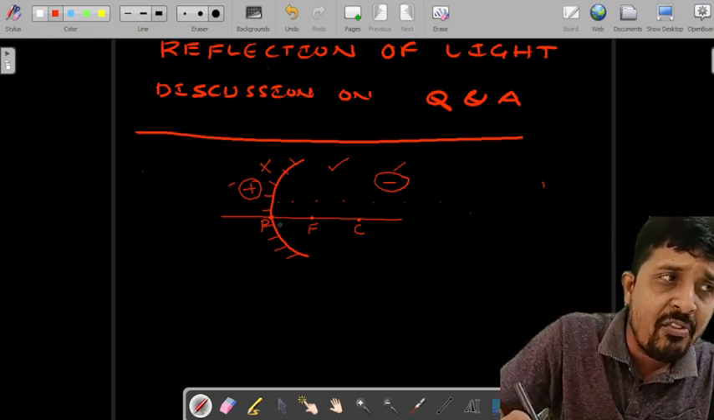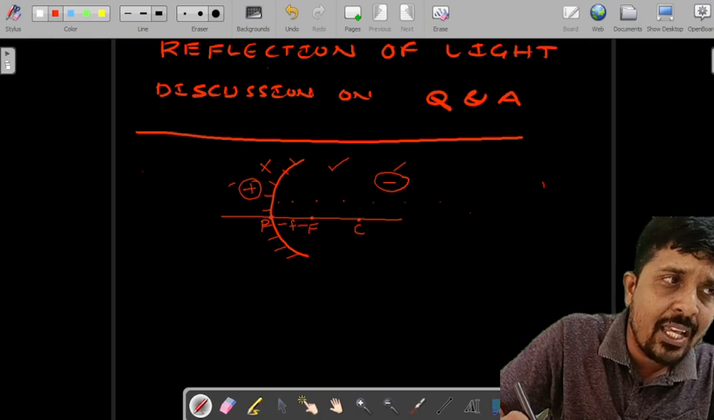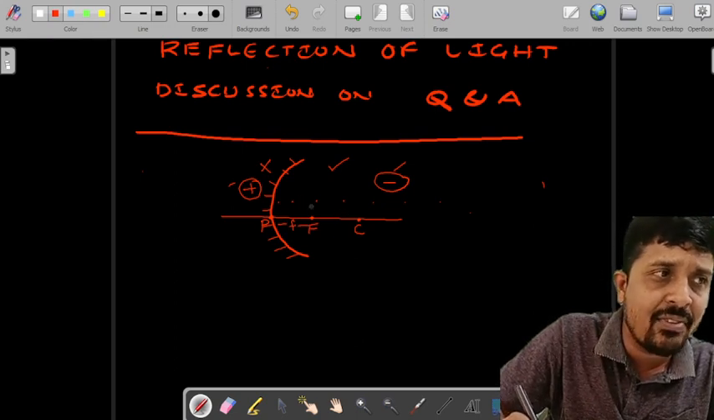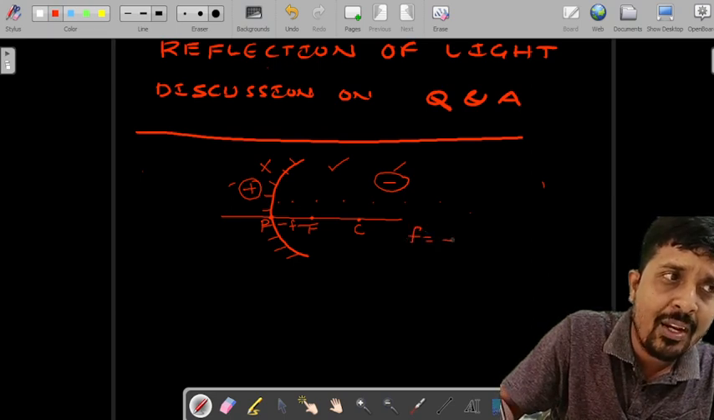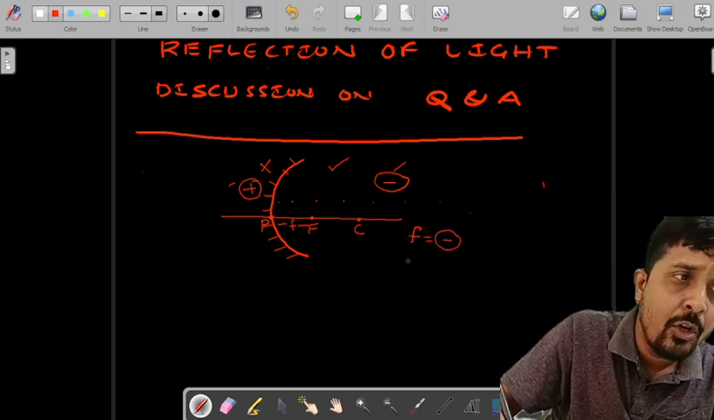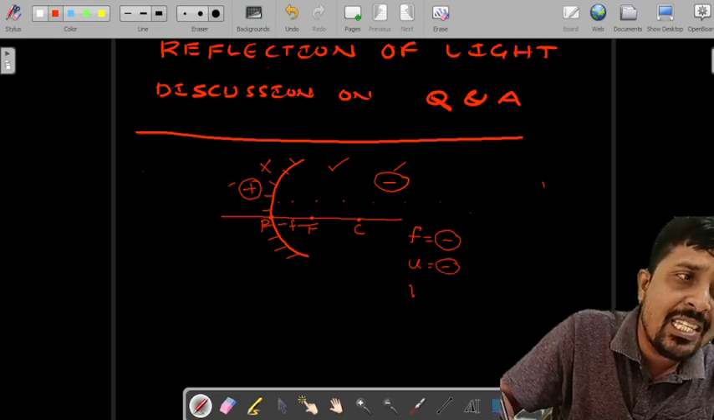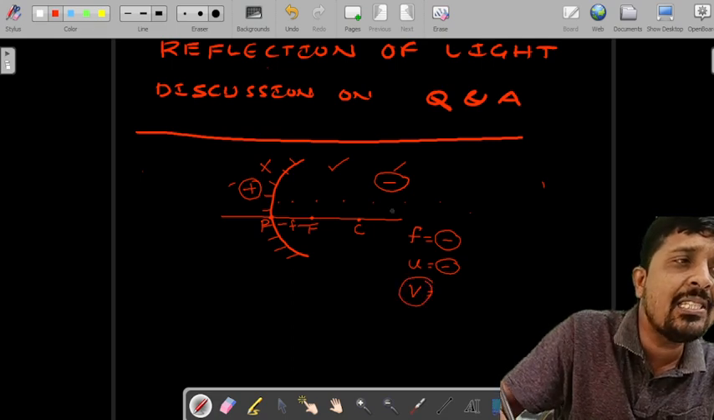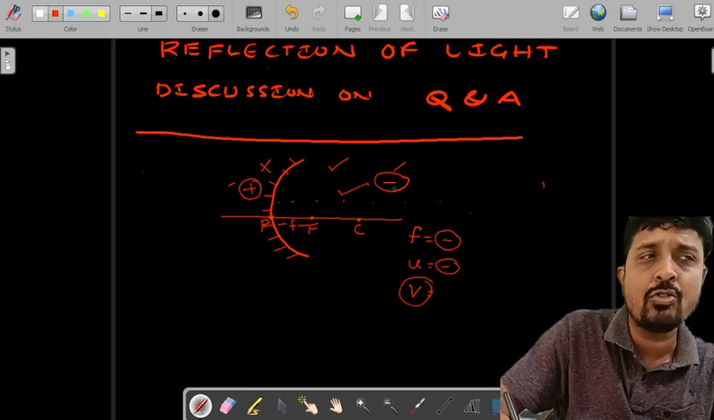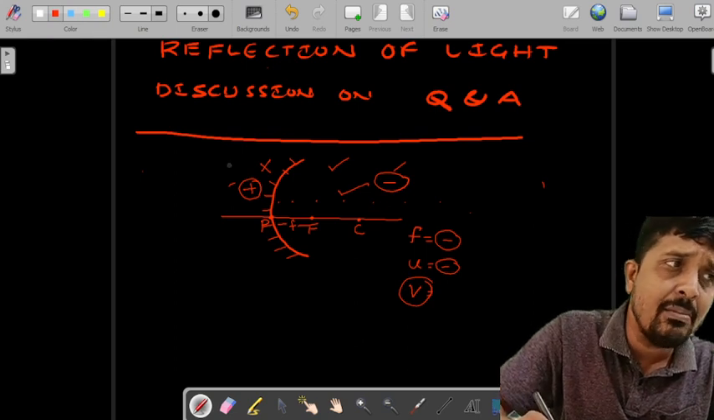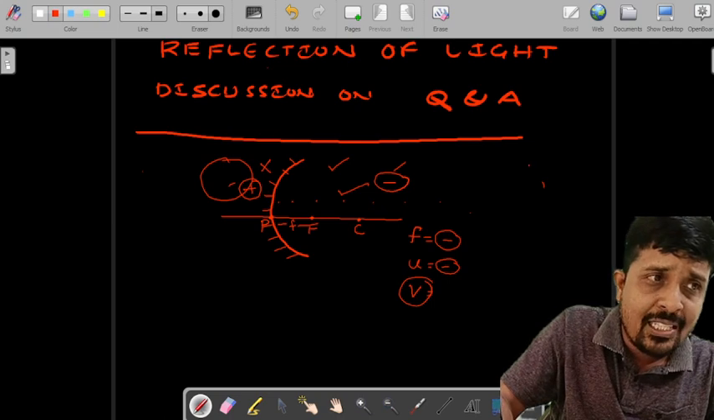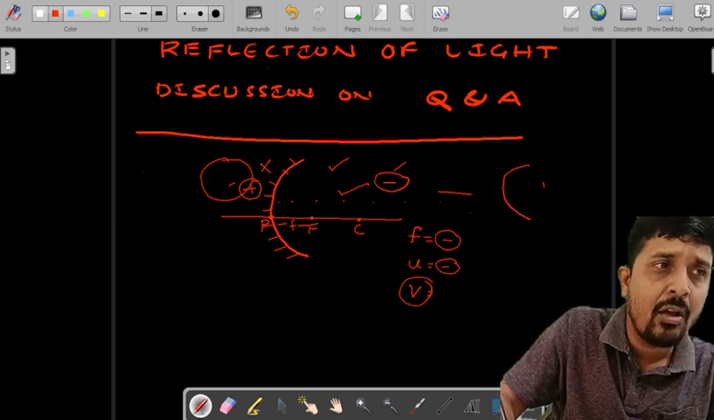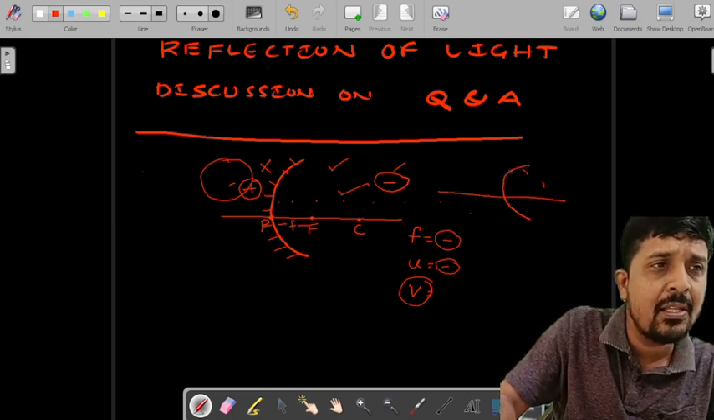Now where is f? This is f, the focal length. It also falls under this side, so f is also negative. So f for a concave mirror is always negative. U for any mirror is always negative. Now the question is about V. If V also falls under this side, it becomes negative. If V comes on the other side, it becomes positive. Now let us see the same thing for the convex mirror. See, this is a convex mirror.